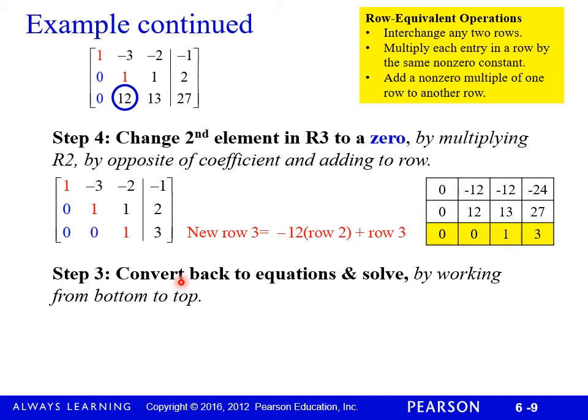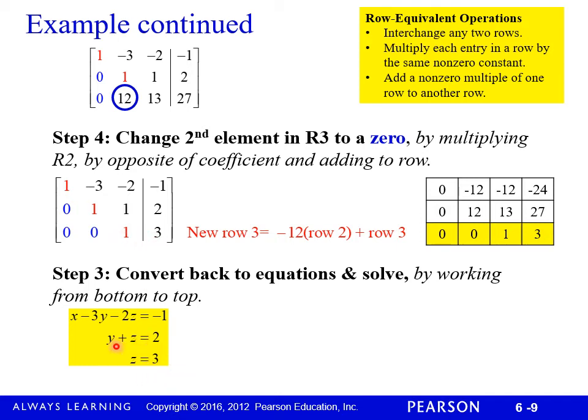And we do that by converting back to equations and solving by working from the bottom up. So notice the first equation would be 1x minus 3y minus 2z equals negative 1. x minus 3y minus 2z equals negative 1. The second equation has 0x, so we're going to skip that. 1y plus 1z equals 2, or y plus z equals 2. And then the last row is our final equation, and that just says there's a 0x and a 0y, so those don't matter. And we get 1z equals 3, or z equals 3.